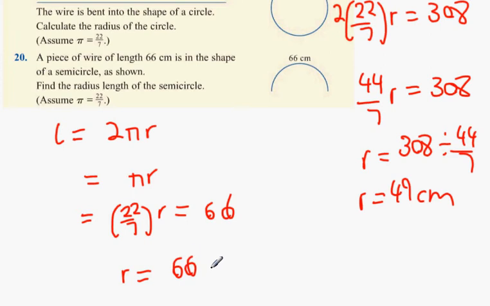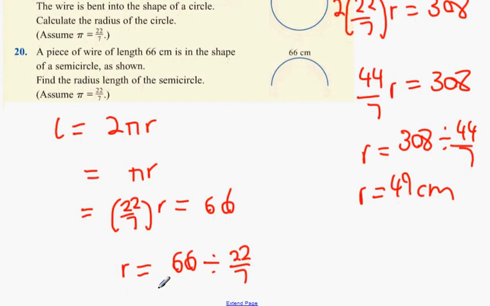I think you might get 21. Anybody? 66 divided by 22 over 7? 21. r equals 21 centimeters. Okay? You can see they're actually reasonably easy.